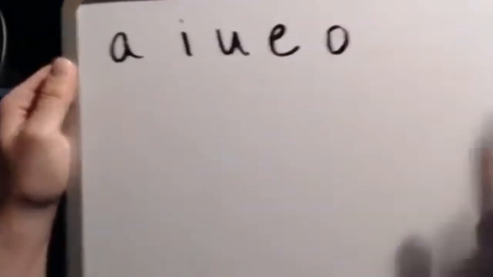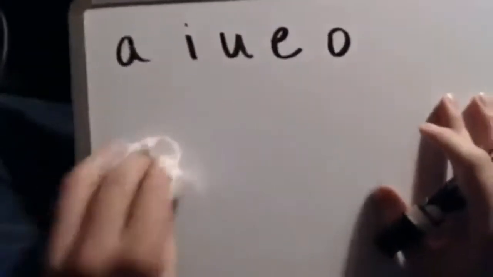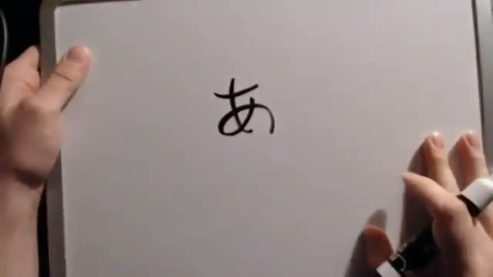So the first set of sounds we have are A, I, U, E, and O, from our letters A, I, U, E, and O. So I'm going to show you what those look like. We're going to start with A. So the first sound is A, and it looks like this.